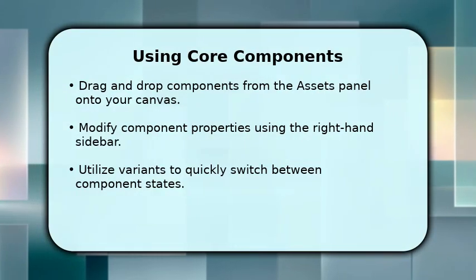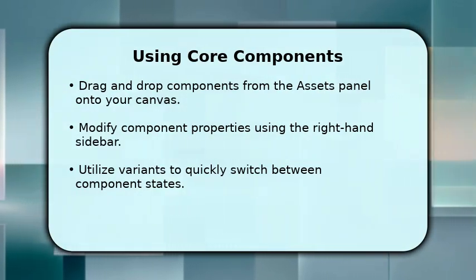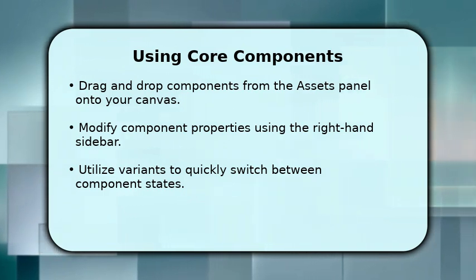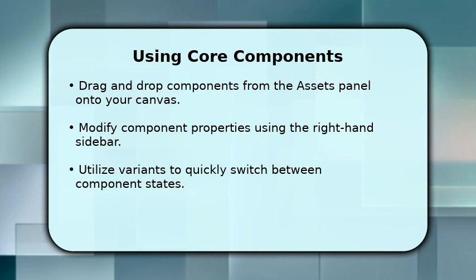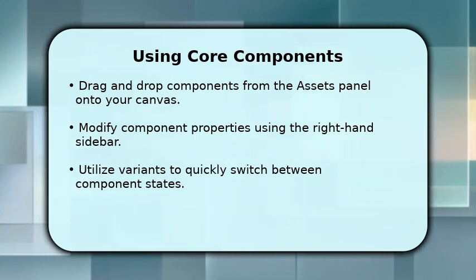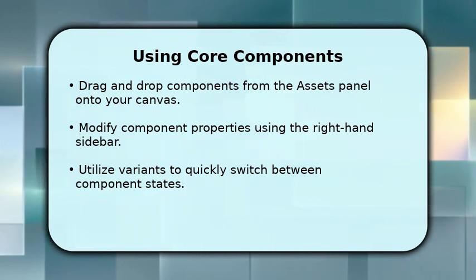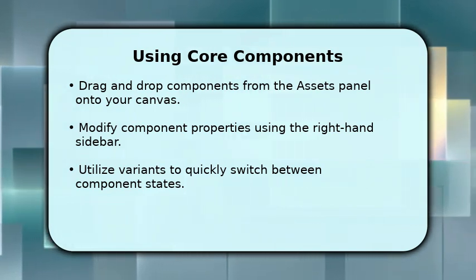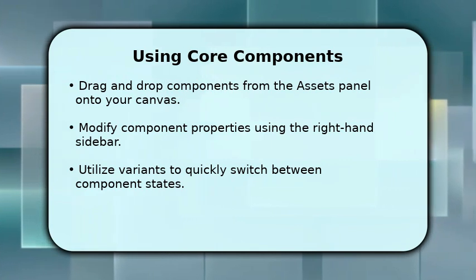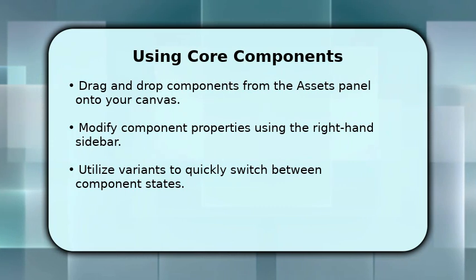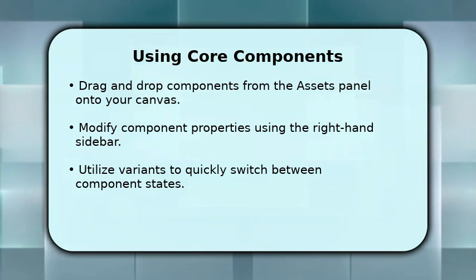Now, let's dive into using the core components. Open the Assets panel on the left and simply drag and drop any component, such as a button or an input field, onto your design canvas. Once placed, you can easily adjust its properties, like color or text, using the Design panel on the right. Remember to explore variants for different states, like a hover or active button, to ensure a complete user experience.